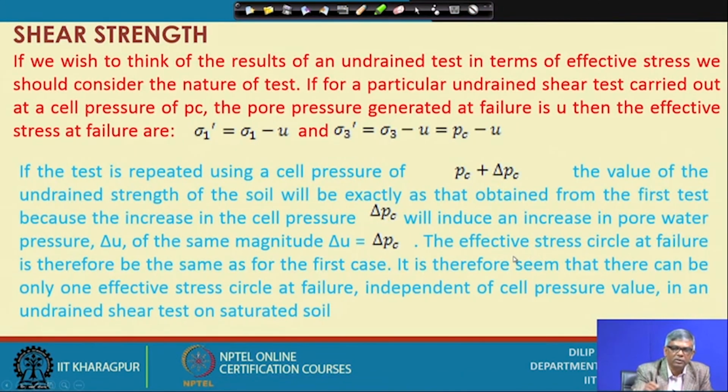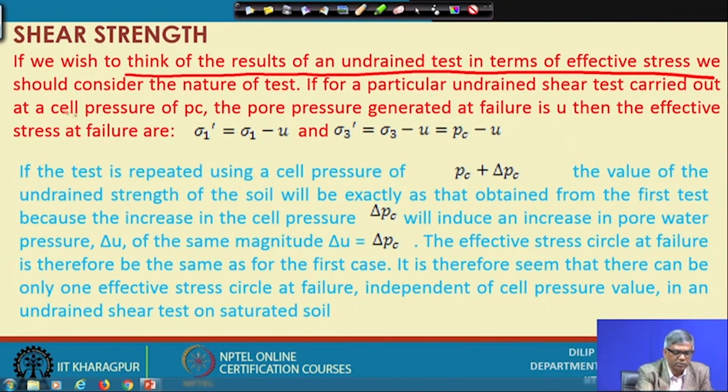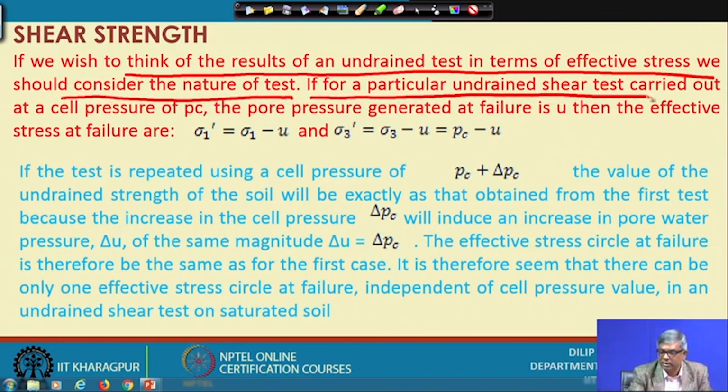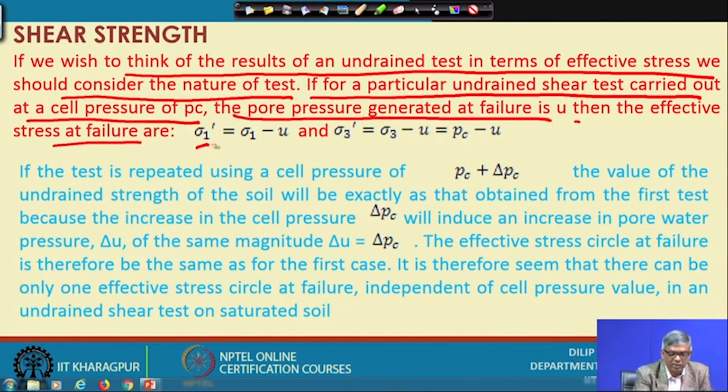This can be proved, actually this is explained; you can see I just read those things. If we wish to think of the results of an undrained test in terms of effective stress, we should consider the nature of the test. If for a particular undrained shear test carried out at a cell pressure of Pc, the pore pressure generated at failure is u, the effective stress sigma 1 dash will be sigma 1 minus u, and sigma 3 dash will be sigma 3 minus u, or this value.